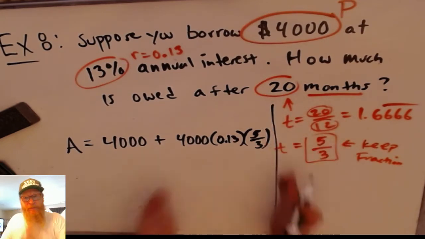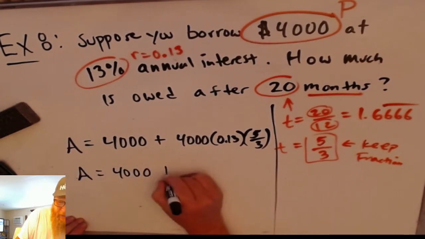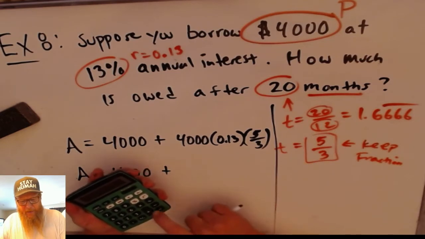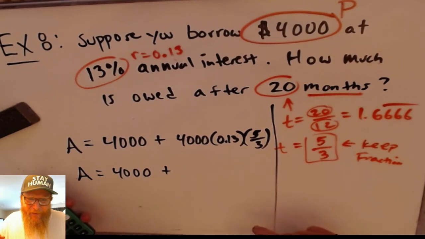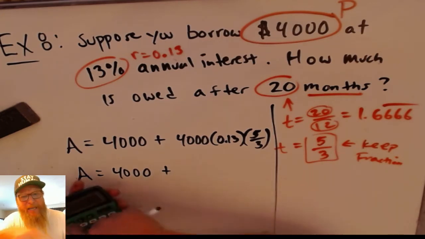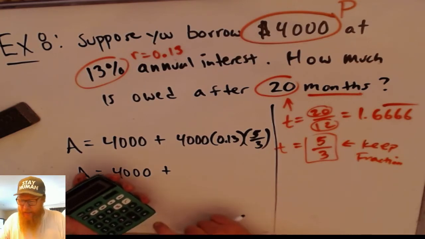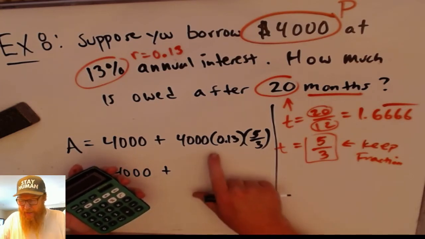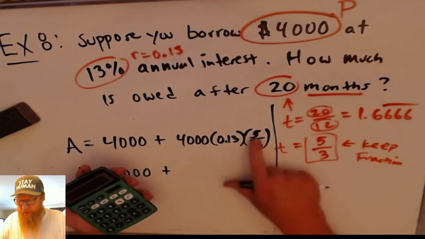I'm just keeping my work over here. So $4,000 plus, let's calculate the interest. $4,000. Make sure you clear out every time. I've accidentally done these problems and kept an old number from a previous calculation. It screwed everything up. Times 13%. Oh, I just did it again. $4,000 times 13%. So that comes out to $520. And then times 5/3.